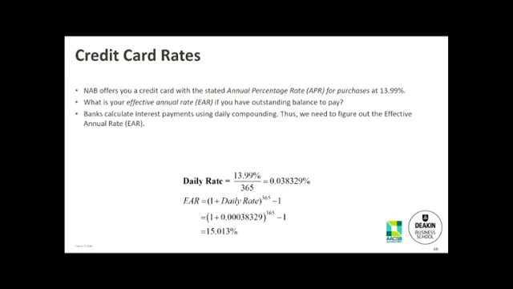Let's assume it's compounded daily, because exponentials are very hard for you to calculate if you don't have a financial calculator. If it is compounded daily, what happens? Your EAR, by using the calculation, is about 15.013%. That's more than 1% above the actual quoted rate, isn't it? So credit card interest rate is actually pretty high, all right?